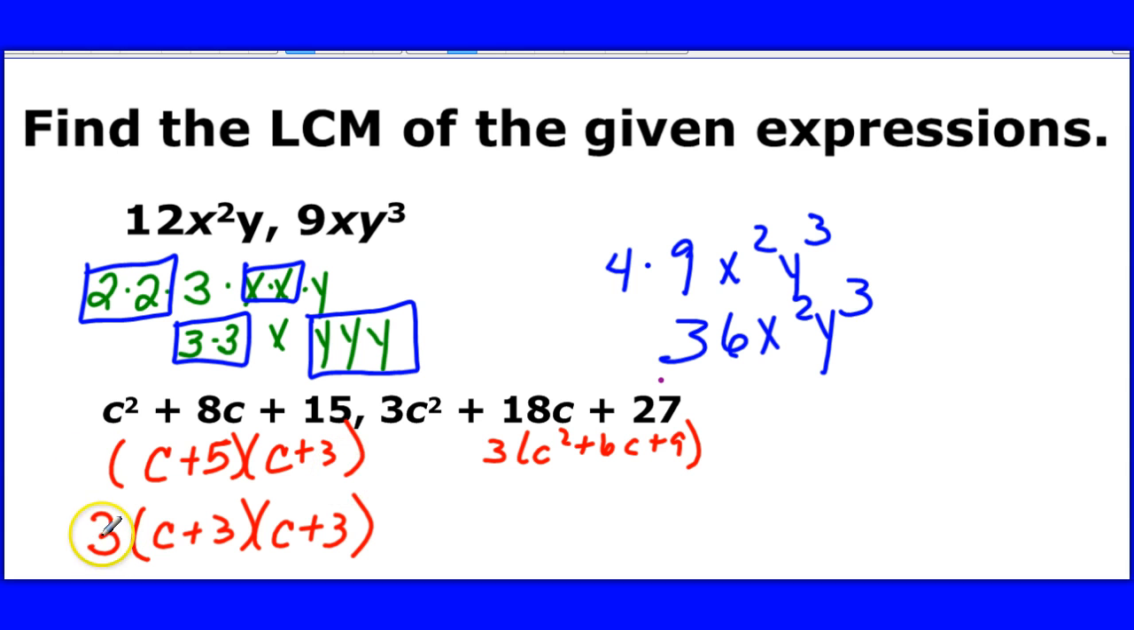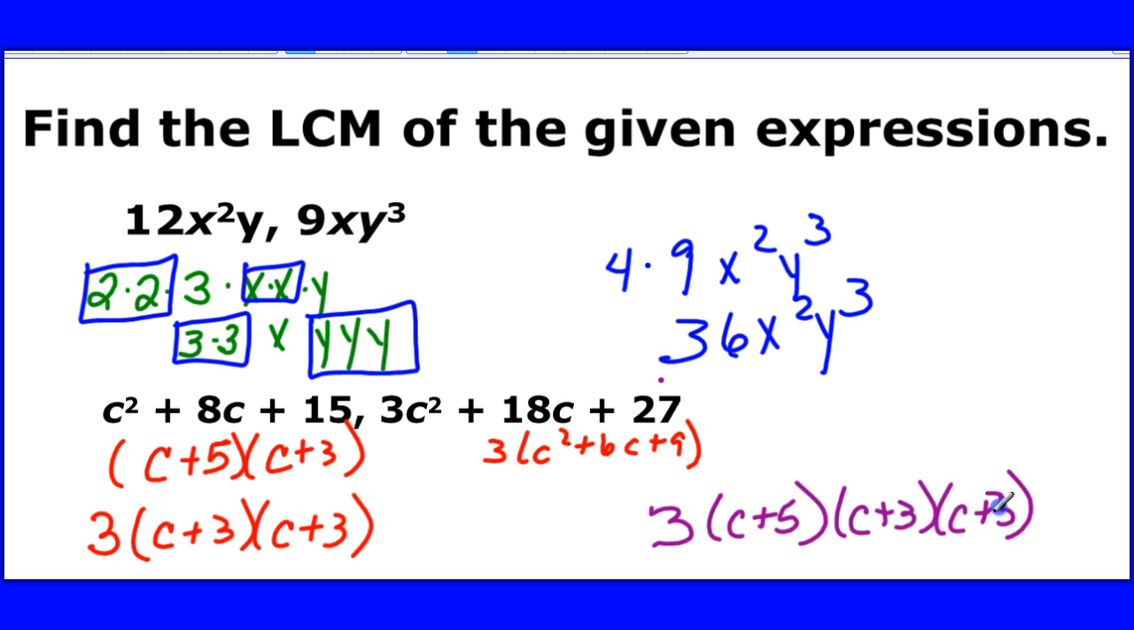All right, now, do they both have a 3? No, so I'm going to write it down. Do they both have a c plus 5? No, so I'm going to write that down. Do they both have a c plus 3? Yes, they do. In fact, this one has 2 of them, so I'm going to write both of those down. And that is my least common multiple. All of that is my least common multiple.